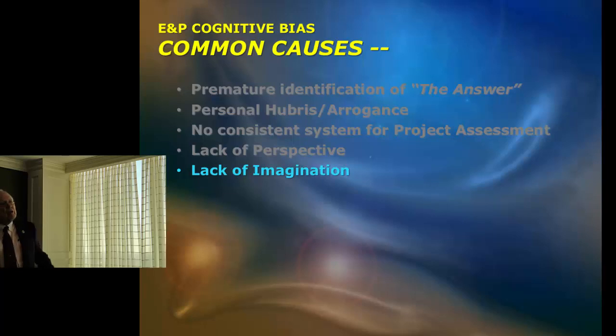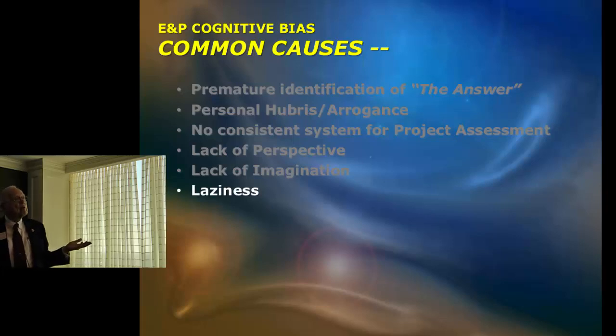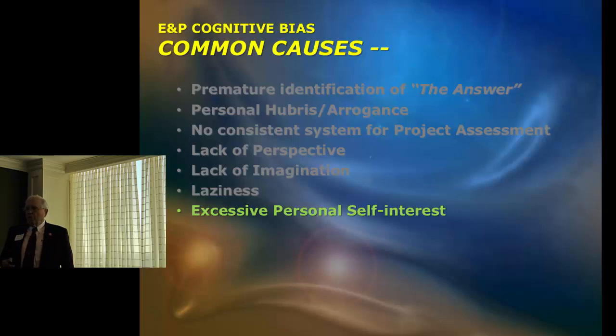People who don't have any imagination. If you don't have any imagination, you have a hard time visualizing what could happen within the realm of constraining facts. People who just don't do their work. People who are just lazy. They just don't go through the final steps to get it as precise and objective as possible. Individuals whose personal self-interest is so pervasive that it inclines them to be generating numbers that are almost automatically canted in their favor.